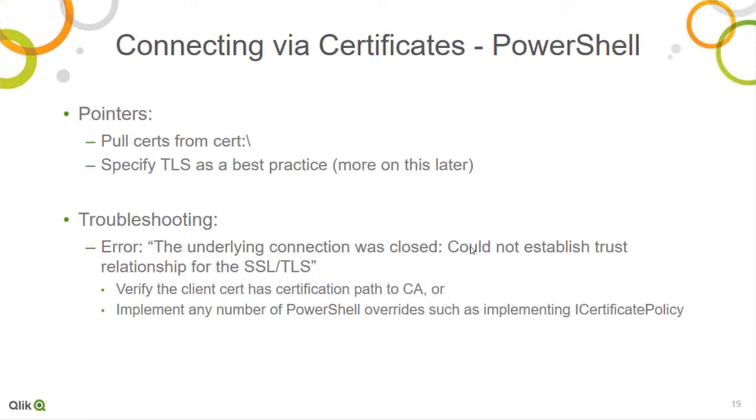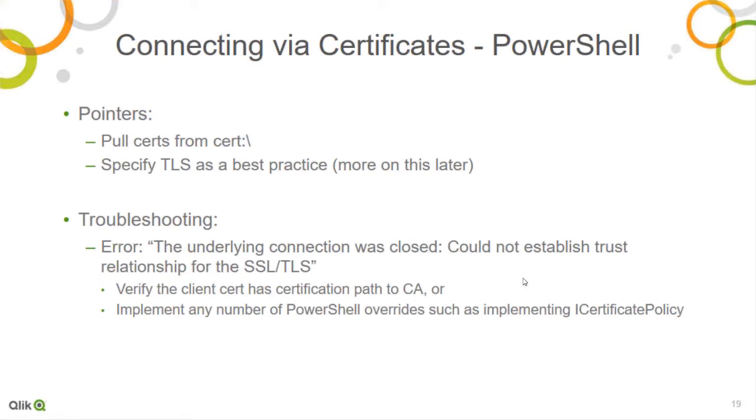Now let's talk about how to connect via certificates in PowerShell. PowerShell is a little bit different. It's a bit more strict on certificates. I basically am just going to pull them from the certificate store on the machine. And as a best practice, I should specify the TLS version. I don't necessarily need to do this for the Qlik API, but we'll talk more on this later when we talk about NPrinting.